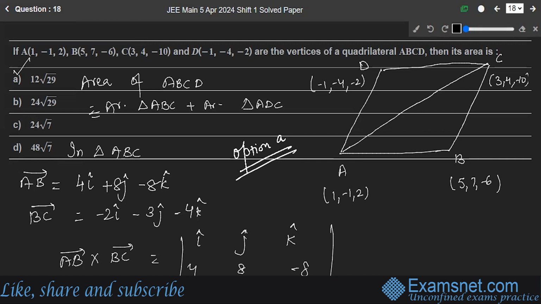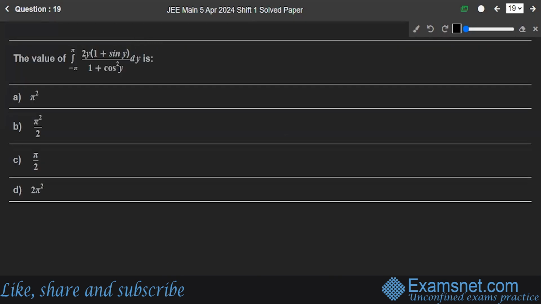Hope you're clear with this. Let's move to the next question of this paper. Question number 19, you have to find out the value for this integral. Let's say this is equal to I. So I is equal to integral of minus pi to pi, 2y into 1 plus sine y whole thing divided by 1 plus cos square y into dy.